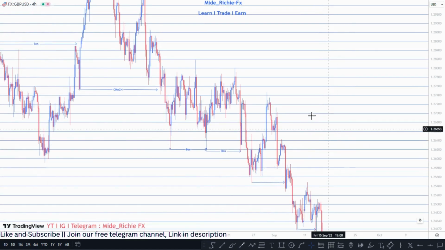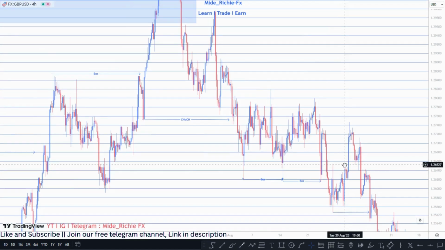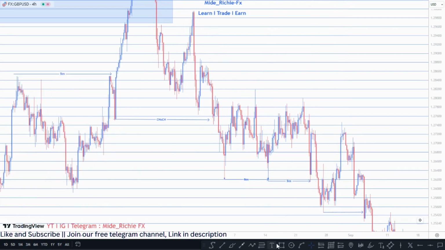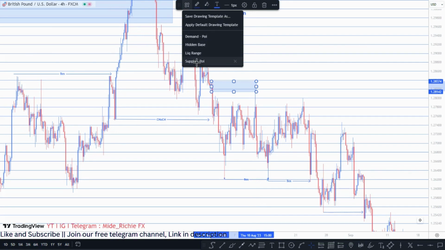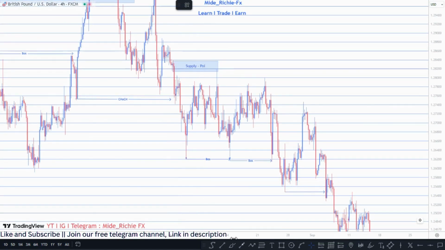Okay. So now let's mark the supply zones that the market is mitigating to continue the sell. So the first one, which is actually this one, we have this mitigation of this supply zone. Supply zone makes more sense in lower time frame, but yeah, let's just do it this way. So we have this supply zone right there. We have another supply zone right here in the lower time frame.